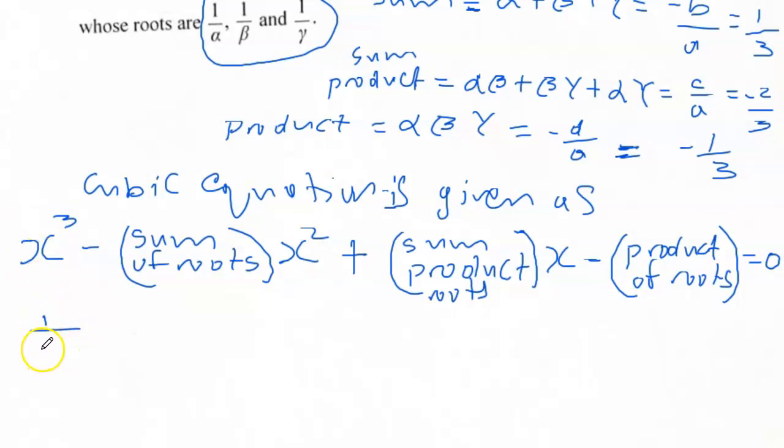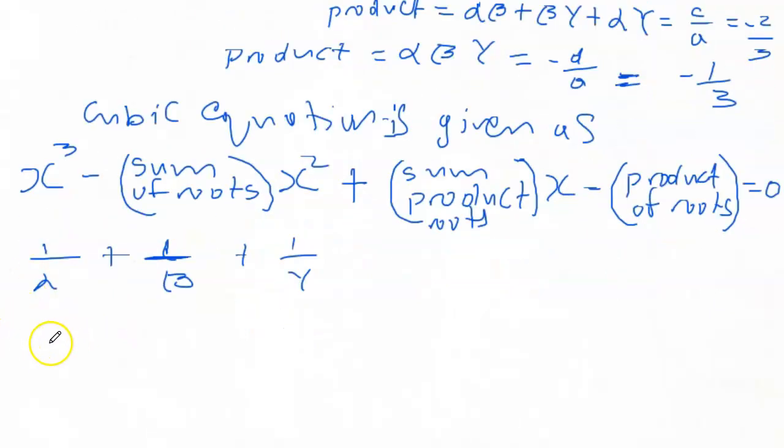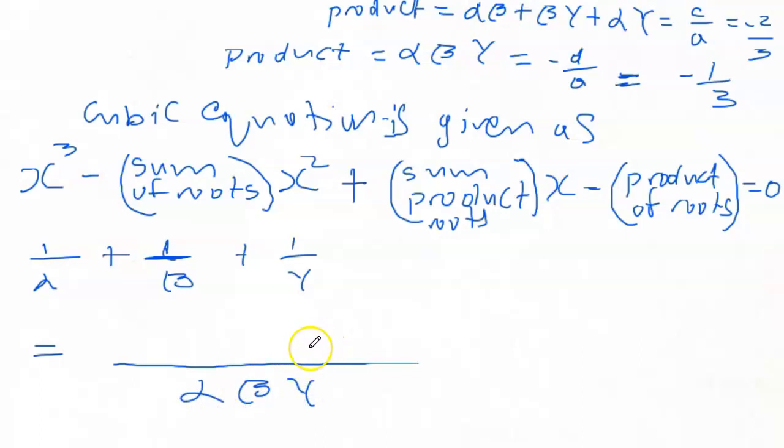1 over alpha plus 1 over beta plus 1 over gamma. So we need to find the sum. One thing we could do is bring everything under one common denominator, all right? So this is equal to, the common denominator would be alpha beta gamma. All right, so in other words, we need all of these fractions to have the same denominator, alpha beta gamma.